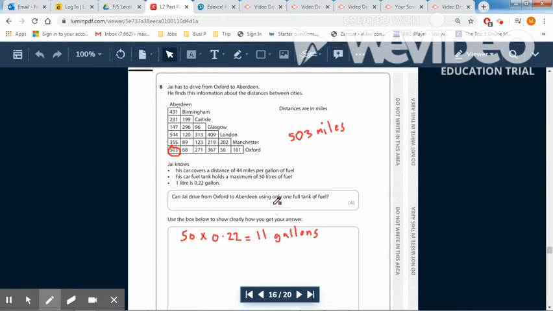So 11 gallons and 44 miles per gallon. So for 1 gallon, it's 44. So for 11, we're just going to multiply it by 44. Which is going to give us 484 miles. So he's only going to be able to get 484 miles, but he needs to get 503. So can he do it on one tank? No.